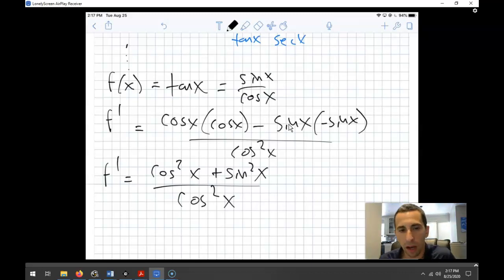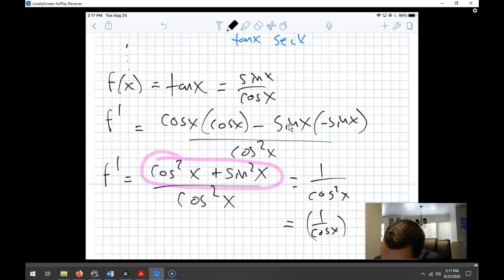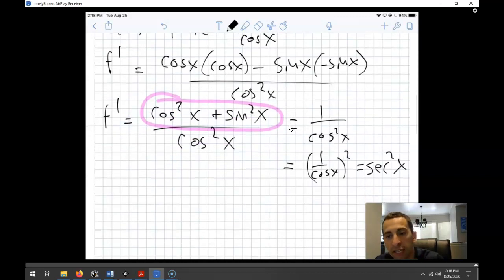Now again, let's go ahead and figure this out. What is cosine squared plus sine squared? That's always 1. That was one of those famous formulas that we learned back in Algebra 2 trig. So that's always 1, so this turned out to be 1 divided by cosine squared x, which we could write as 1 over cosine x squared, also known as secant squared of x. Okay, so let's go ahead and take that result, the derivative of tangent.